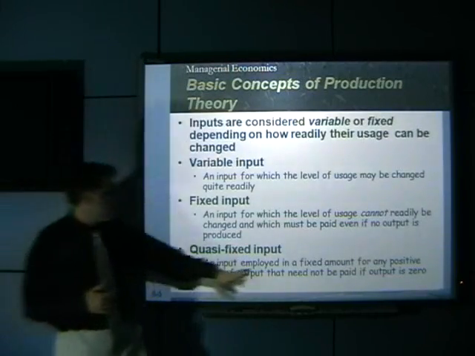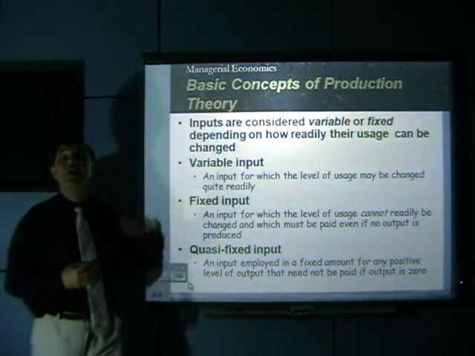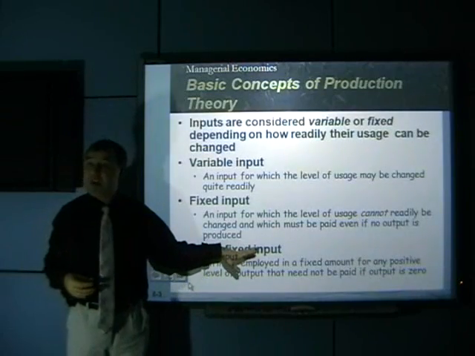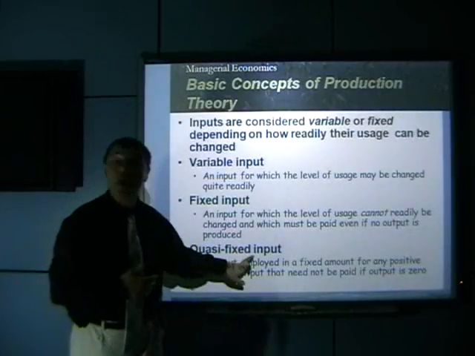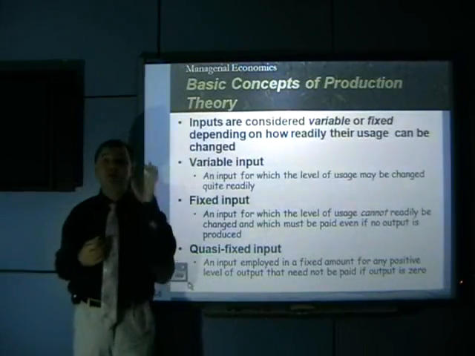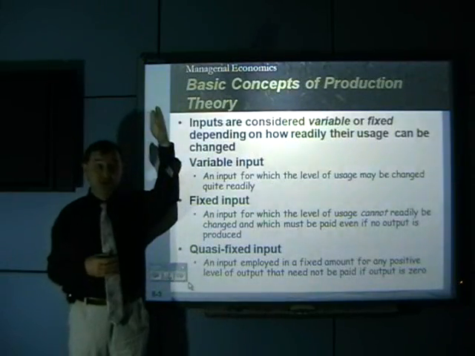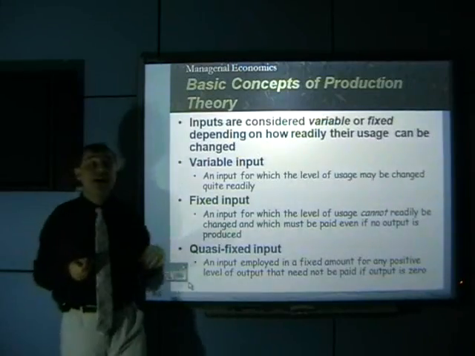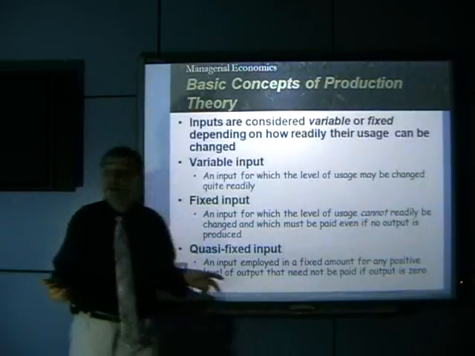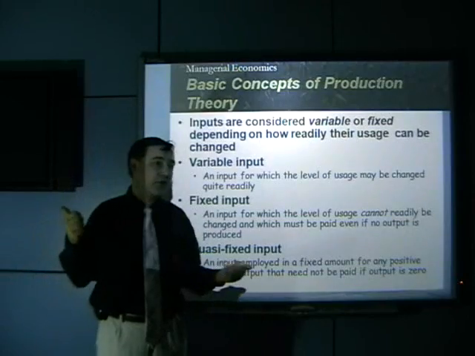An input employing a fixed amount for any positive level of output, but need not be 0. So, what I've been explaining is the broader concept of a quasi-variable cost. What they mean by quasi, in this case, fixed cost, is if you produce 0, you don't use it. If you produce more than 0, then you use it. An example will be a dentist and his secretary. The dentist treats nobody. He takes, of course, a vacation. The secretary takes for 3 weeks a vacation.